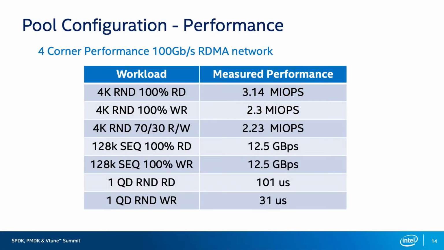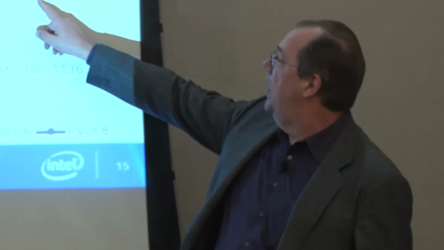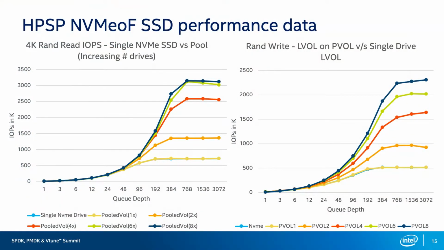We're at line rate for the 100 gig, and you can see our Q depth 1 is actually quite good there. That's kind of the best case. I'll show you a couple of charts here. I know this is going to be really hard to see in the back. But the yellow is the volume with one SSD in it, and the blue is the single SSD.